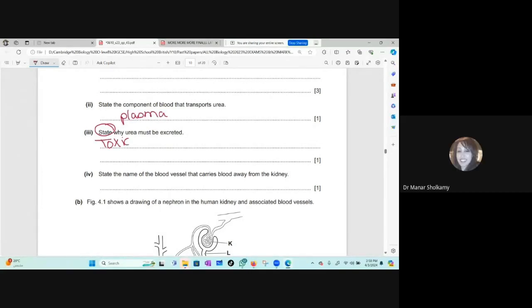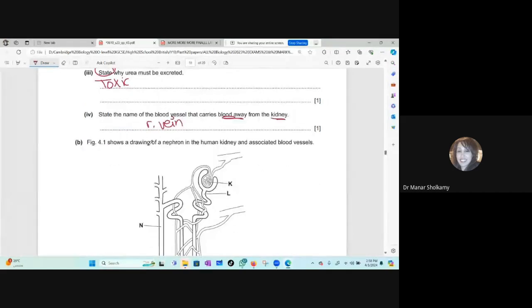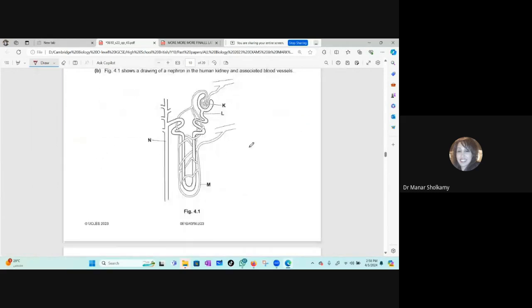State just one word. State the name of the blood vessel that carries blood away from the kidney. Away, not towards. Renal vein. Correct. Renal vein. Now, figure 4.1 shows the drawing of a nephron in the human kidney and associated blood vessels. Now, you should know all this. What is K? Tell me, what is K?